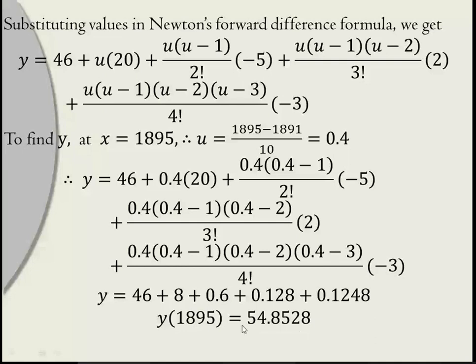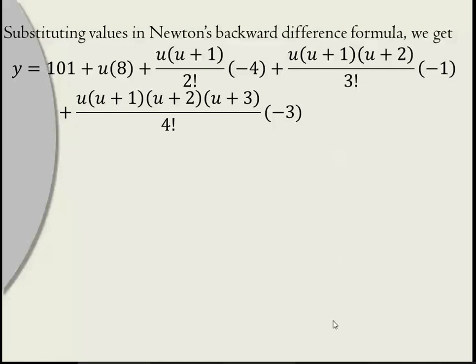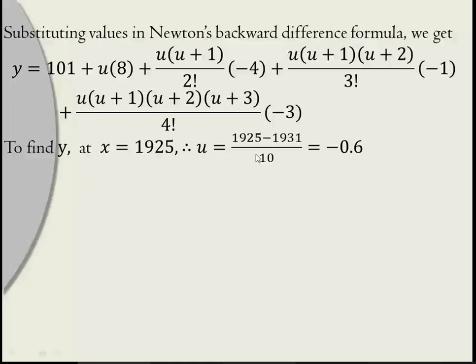Now for finding the next term, we have to use the backward interpolation formula. Substituting the values of yn, nabla square yn and all those values into Newton's backward difference formula. Now for backward, u is X minus Xn divided by H. Take the X for which we want to find Y, that is 1925, minus Xn, which is 1931, and H is 10. It comes out to be minus 0.6.